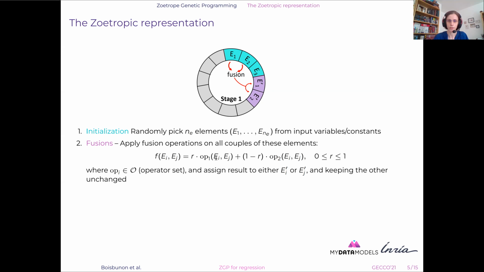And we require several components here for the fusions. We have two operators here. We need to pick at random two, and they are combined through convex combination. So there is a real number here that we pick at random too. And finally, we decide, through a Boolean, whether the result of this operation is going to be in E1 prime or E2 prime, and the other will be the same as E1 or E2, depending on what we chose.